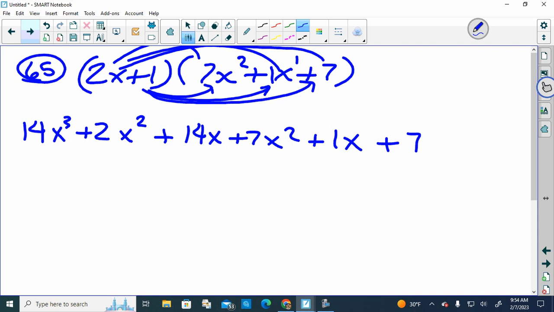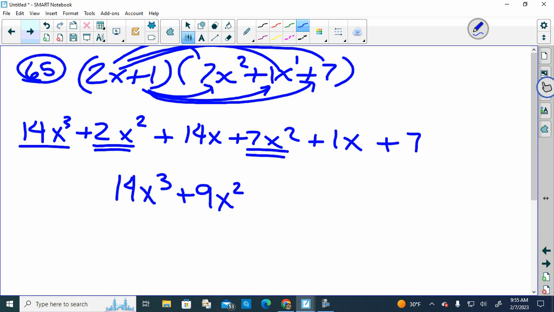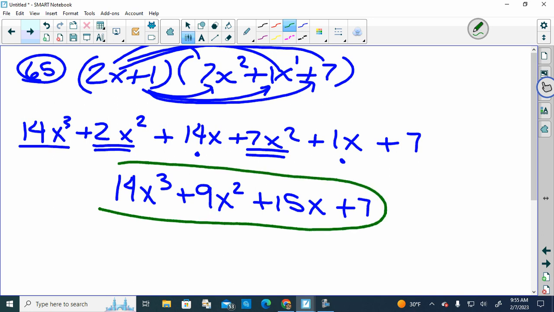Okay, so writing in descending order, I have x to the third, there isn't another x to the third, so it stays the same. Okay, I have an x to the second, I'm looking for another x to the second. Signs are the same, so I'm going to add, so 7 plus 2 is going to be 9x to the second. Okay, and then I have a 14x and a 1x, so that's going to give me 15x. Okay, and then the only thing that's left is the plus 7. So they're written in descending order, and all of the like terms have been combined, and I'm done.